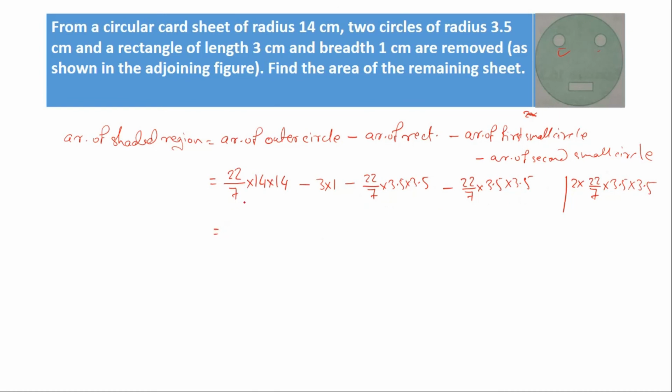So if you solve this one, you will get 616 minus 3 minus 38.5 minus 38.5. Now after solving this, the answer will be 536 centimeter square. This is the area of this shaded region.